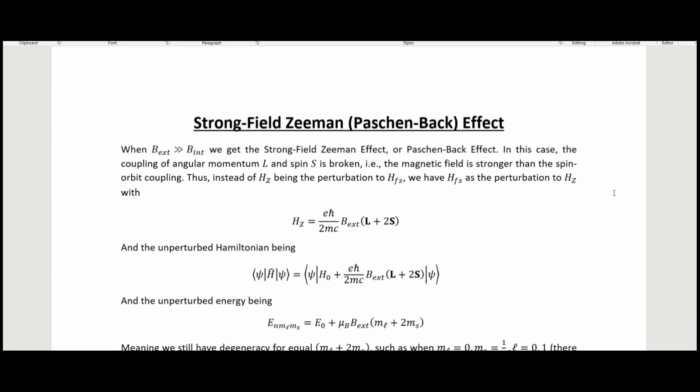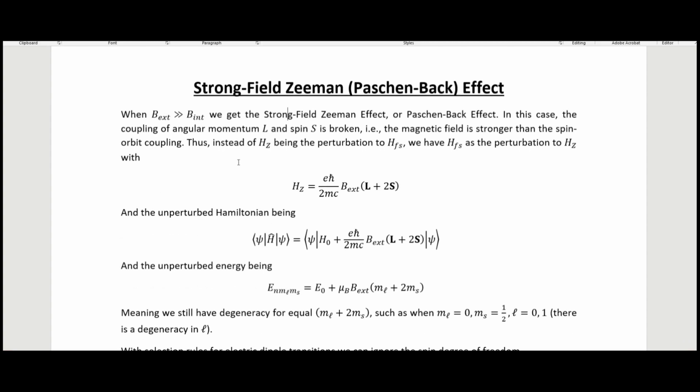But as we'll see for the strong Zeeman effect, which is also sometimes called the Paschen-Back effect, and sorry if I'm mispronouncing that, I've only ever seen this written, but it's oftentimes also called the strong field Zeeman effect. And so in this case, the coupling of the angular momentum and spin is broken, which means that the magnetic field is stronger than the spin-orbit coupling.